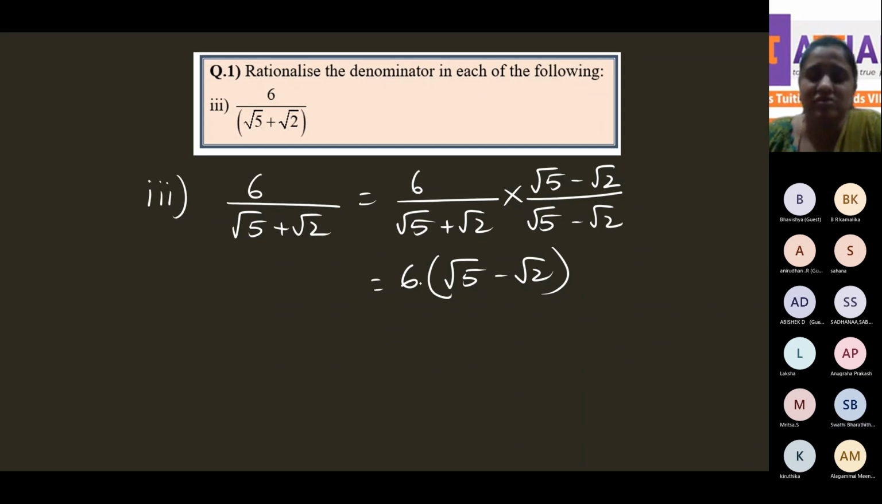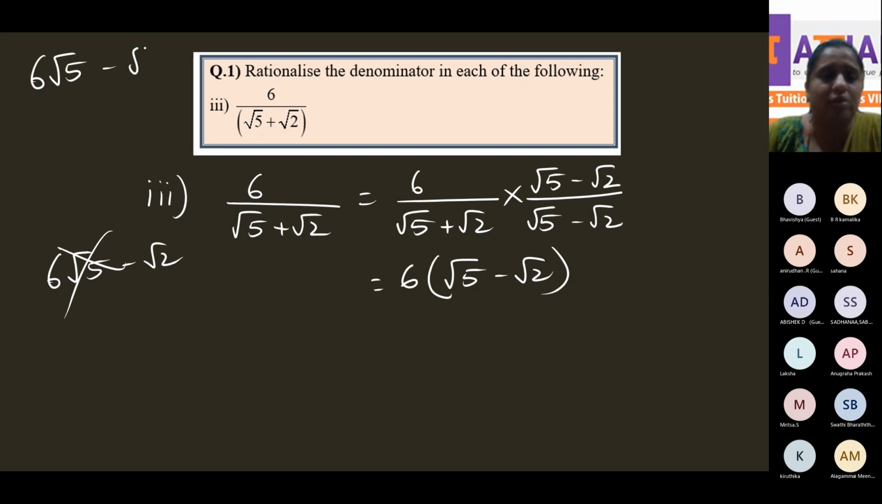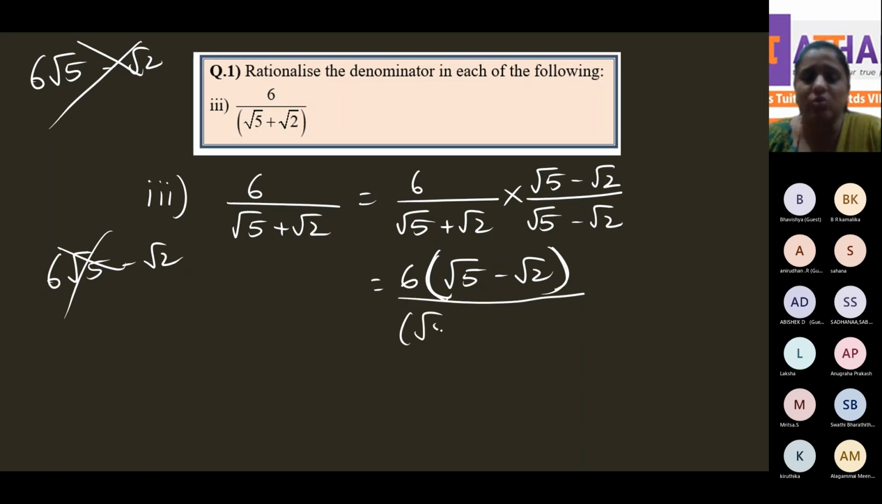Multiply the numerators. So 6 into, in the bracket, you should not write 6 root 5 minus root 2 like this. This is wrong. If you write 6 root 5 minus root 2, you're wrong. You have to multiply 6 with everything here. So 6 in bracket, root 5 minus root 2. The bracket is very important. Divided by root 5 the whole square minus root 2 the whole square. A plus b into a minus b is a squared minus b squared.